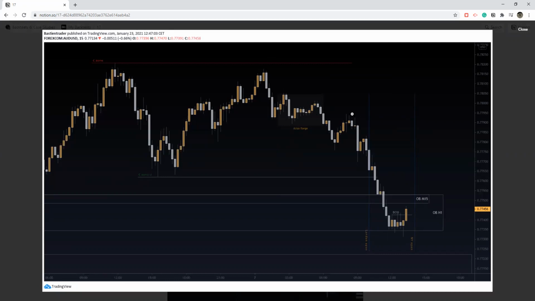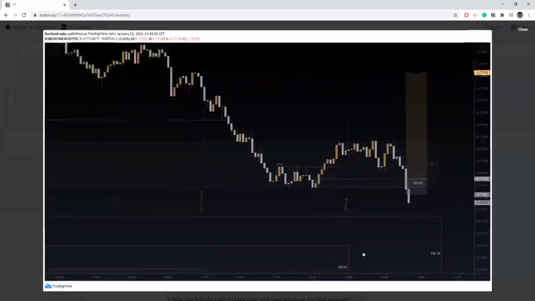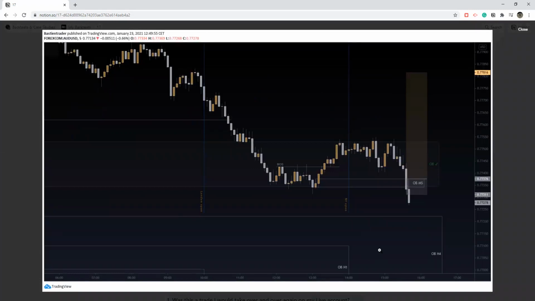Potentially, this could be a Frankfurt retracement. London opens, strongly pushes into the downside into the OB. We start to consolidate, little 15-minute push up. And then on the 5-minute, we have, yeah, so you see again what I told you before.